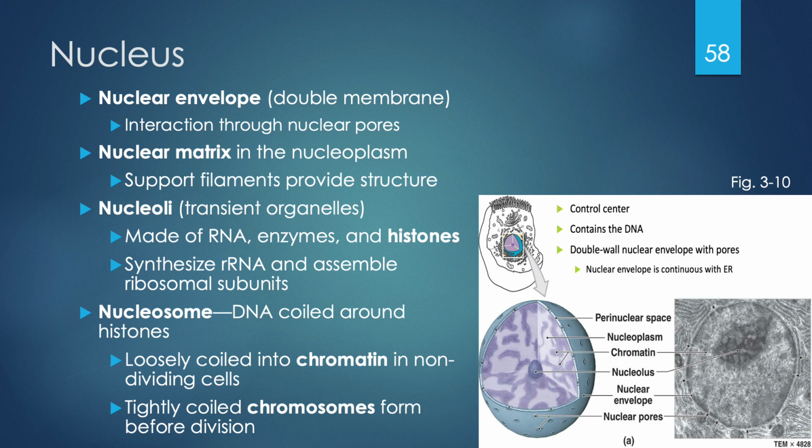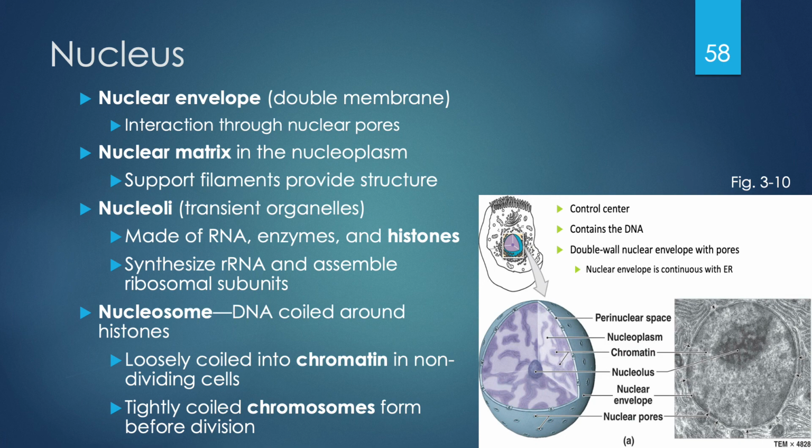Inside the nucleus, there's going to be the nucleoplasm, which contains matrix, which is really just support filaments that help to provide structure of the overall organelle. There's also a transient organelle, meaning that it's only visible and present at certain times, and that's called the nucleoli, or singular nucleolus. The nucleolus you can see in the bottom right image, which is figure 3-10, and it's that dark center area of the nucleus.